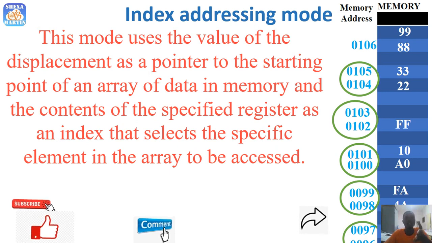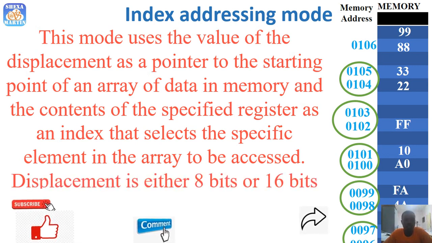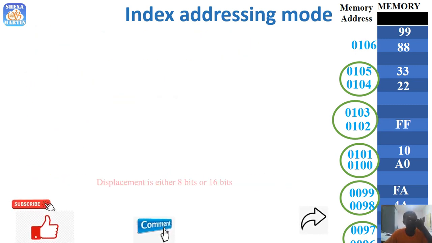It's done. This mode uses the value of the displacement as a pointer to the starting point of an array of data in memory, and the contents of the specified register as an index that selects the specific element in the array to be accessed. Right, so displacement is either 8 bits or 16 bits. We've talked about this in the previous lecture. So click on the link that is appearing at the top to attend the previous lecture.